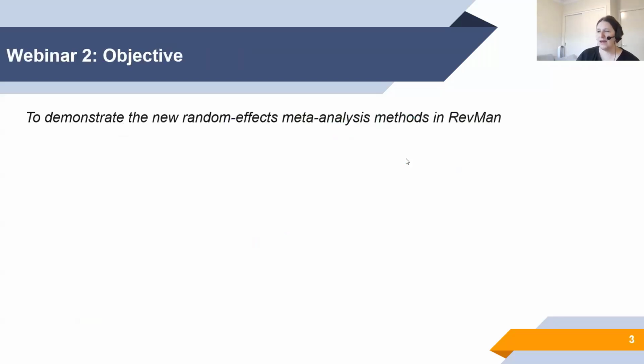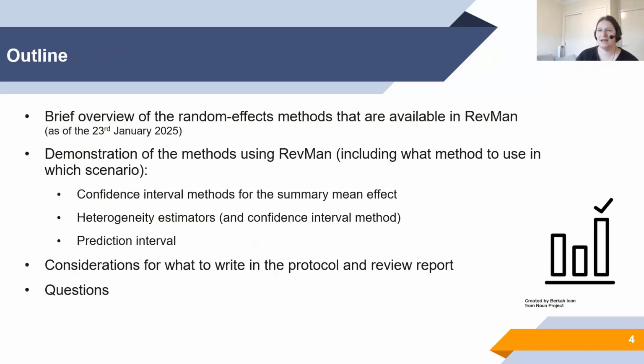So the purpose of today's webinar is to demonstrate the new random effects methods as they have actually been implemented in RevMan. And so what we're going to do is give a brief overview of the random effects methods, which have just very recently become available as of the 23rd of January this year. And this is very exciting for us because in the Cochrane Statistical Methods Group, there's been a team of people that have been working away for many years trying to consider what methods should be implemented.